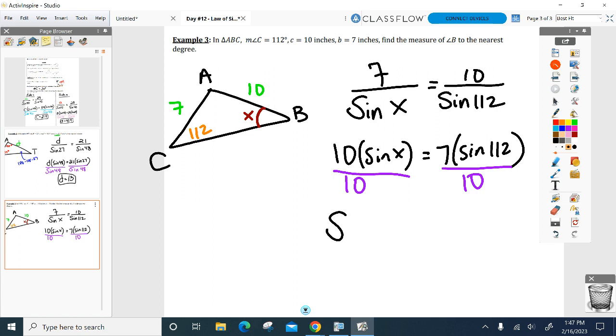All right, so we're getting sine X on this side. The 10s cancel. Over here, you got a decimal, right? 0.6490286982. Is that what angle B is? No. Hey, come on. What do you think?